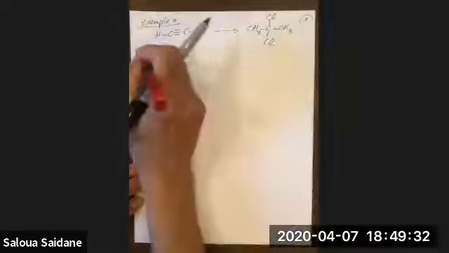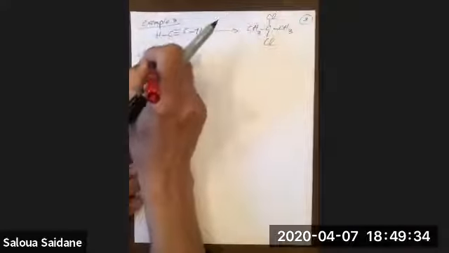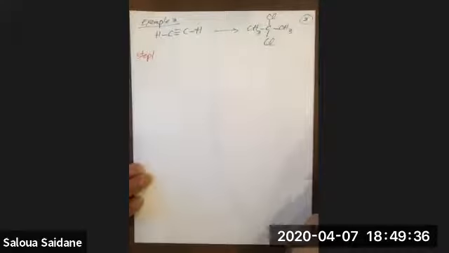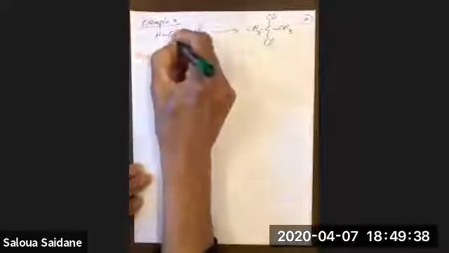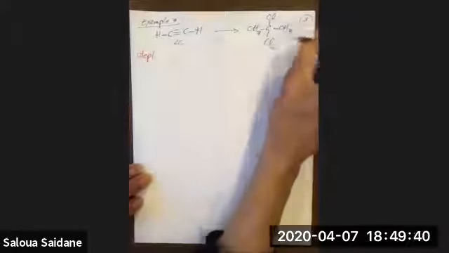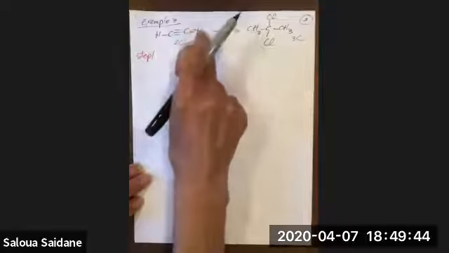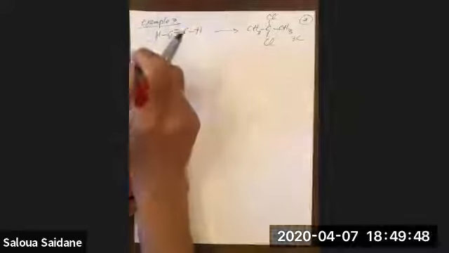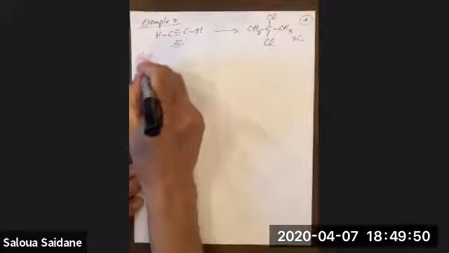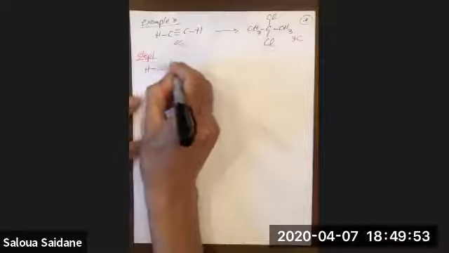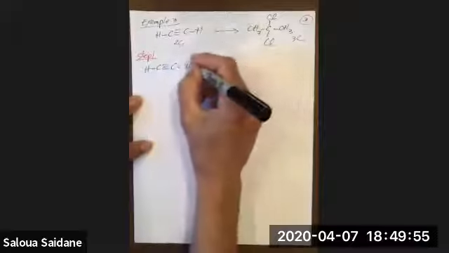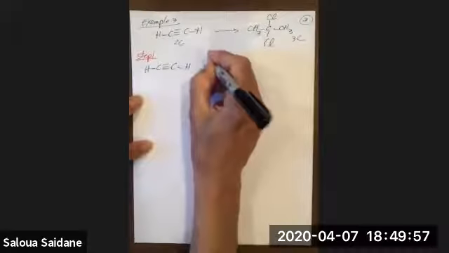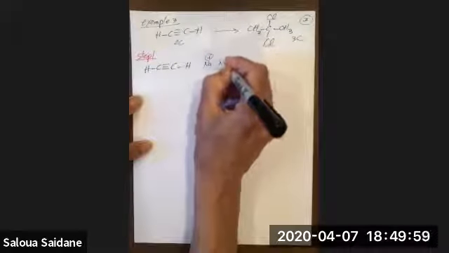So my first step, because as you see here, we go from 2 carbons to 3 carbons. So I have to add a carbon. Every time you have to add a carbon, you remove the H and you add a carbon. So our step 1 is HCCH, and to remove that H, we always use Na plus, NH2 minus.